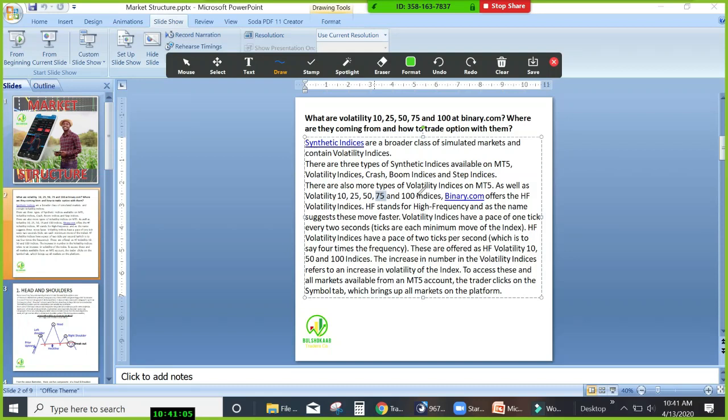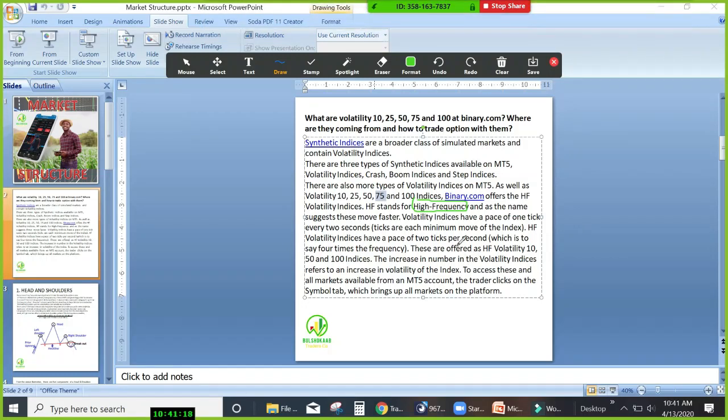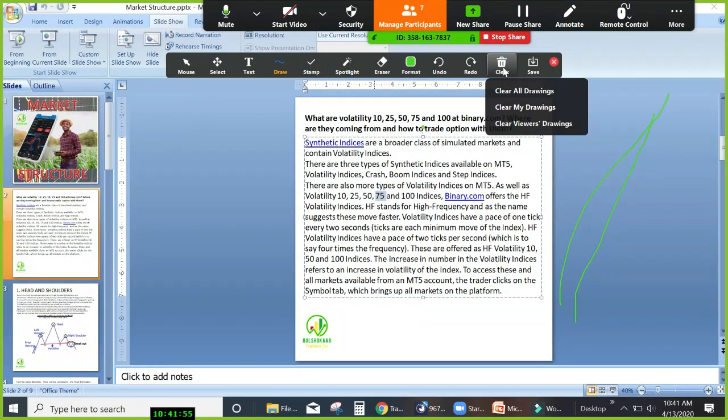Okay, the HF, the high frequency volatilities, and also the boom and crash, they also have that way, but they are different in the market when we do some trading or some strategies. All behaviors are not the same on synthetic indices. So let us look at how volatilities always go. They always go up, because all volatilities except boom and crash always go up.